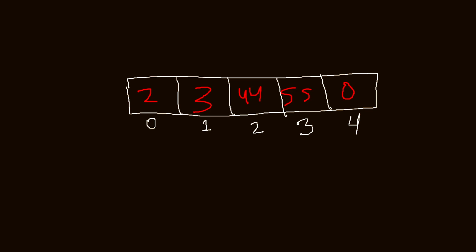We can say that whenever an Enqueue operation is performed, we add the element from the back, isn't it? Like we first added 2, then the Enqueue operation was performed behind the 2. 44 added behind 3, 55 added behind 44, 0 added behind 55, isn't it?